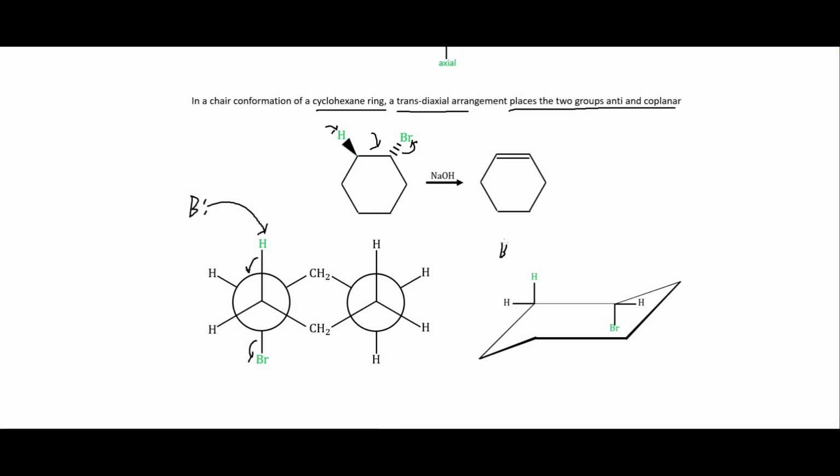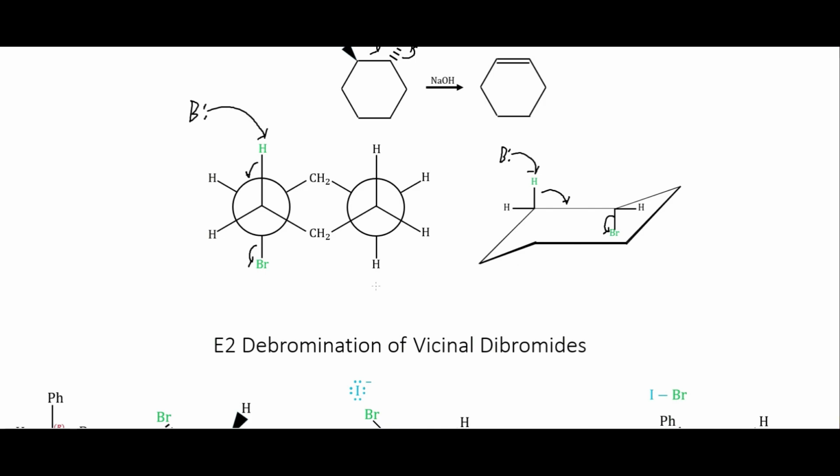Or we can look at it from this angle right here, where the electrons go to this to form the double bond, and the bromine leaves. And so the hydrogen and bromine in this chair conformation are anti-coplanar from each other. And so we can get these E2 reactions to form our alkenes.